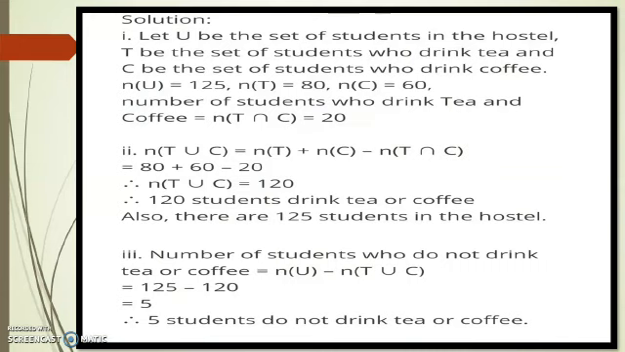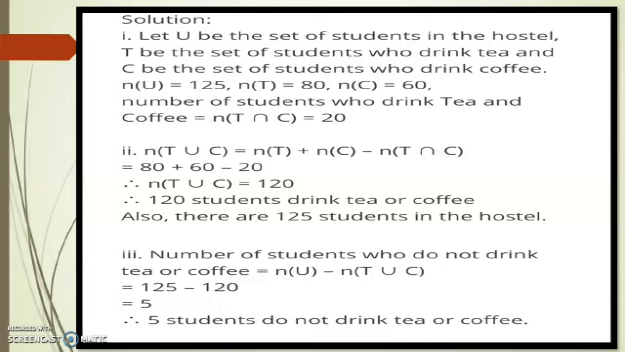Let U be the set of all students in the hostel. T be the set of students who drink tea and C be the set of students who drink coffee. Total students in the hostel is 125. So number of elements in U is equal to 125. Number of students drinking tea is 80. So number of elements in T is equal to 80. Number of elements in C is equal to 60. 20 students drink both tea and coffee. So number of elements in T intersection C equals 20.